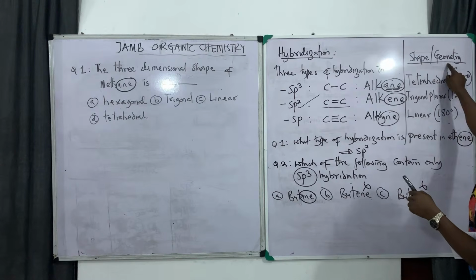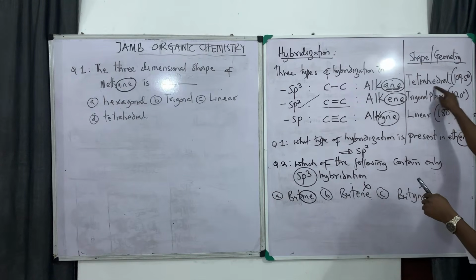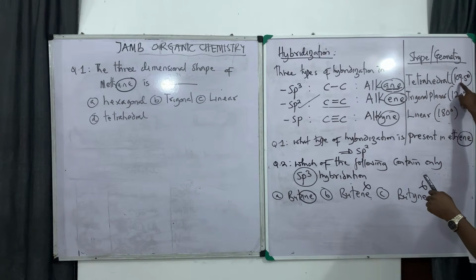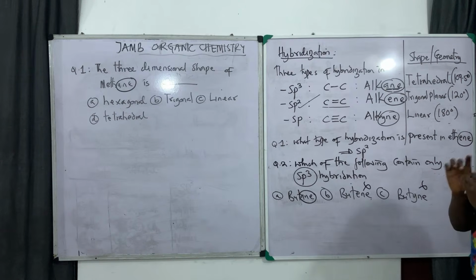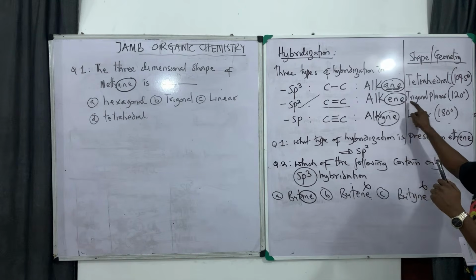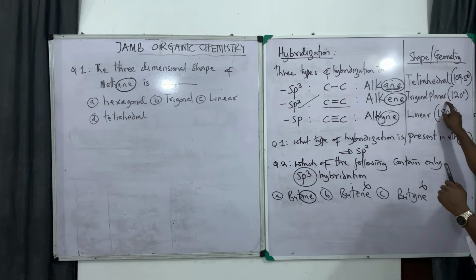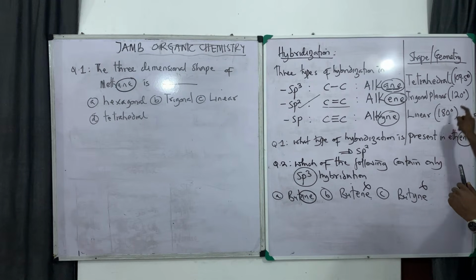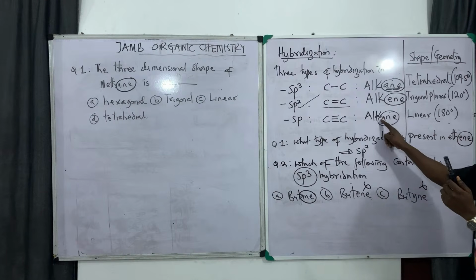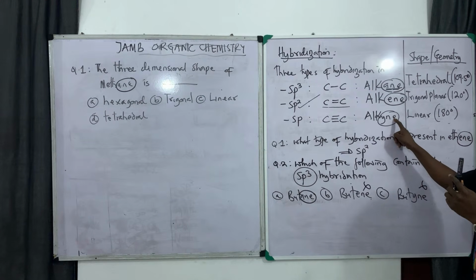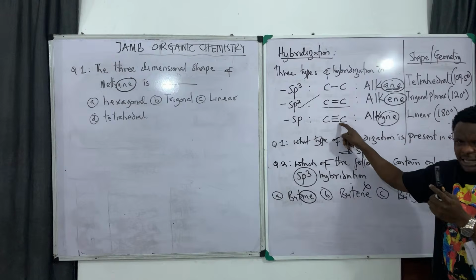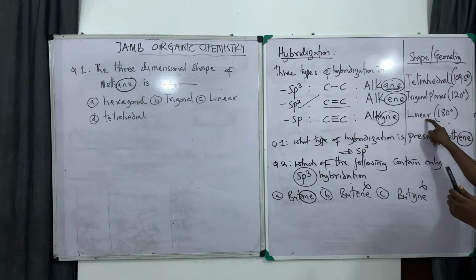And what is the shape of that? Tetrahedral. What is the bond angle? 109. Any name of a compound that ends with ene is trigonal planar. What is the angle? 120. Any name of a compound that ends with yne, that is triple bond, alkyne. The shape is linear and the angle is 180.